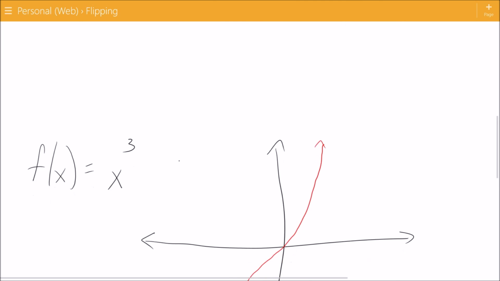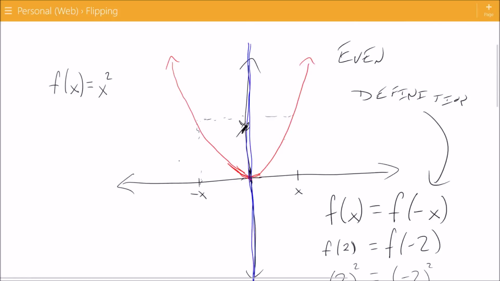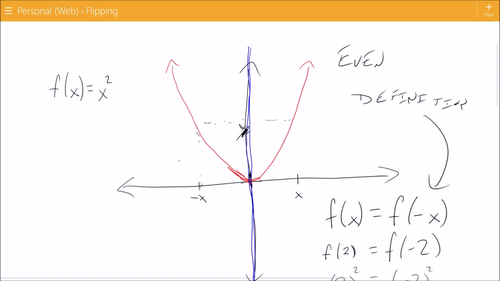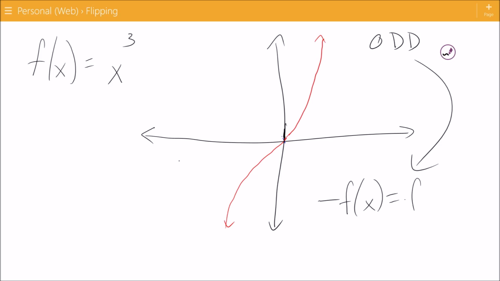Let's look at the odd functions. Odd function. The classic case is f of x equals x cubed. And you know what else is kind of odd, if you pardon the expression? Odd function, I've got an odd exponent here. Even function, I have an even exponent. How about that? So this is an odd function, and the definition of an odd function is, get ready for it, negative f of x is equal to f of negative x.